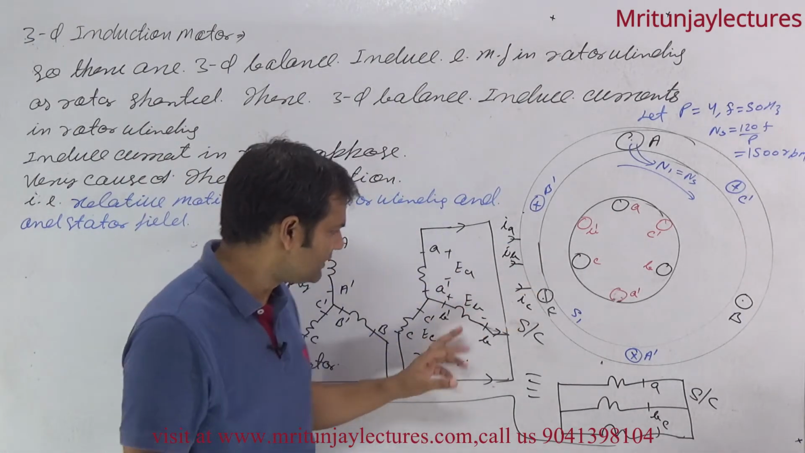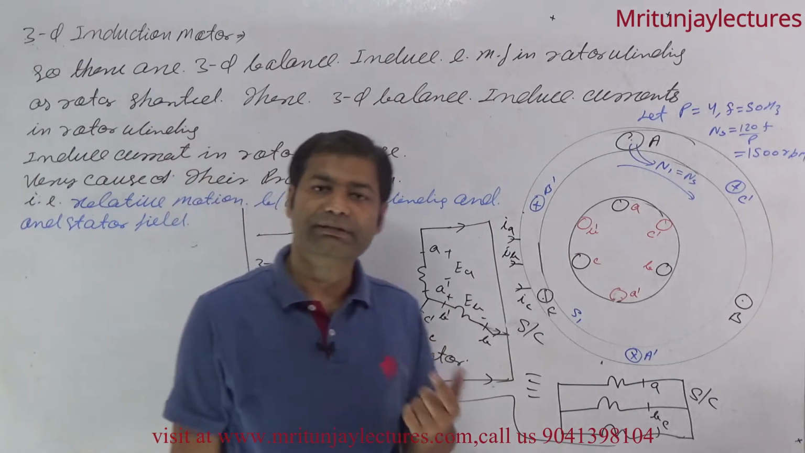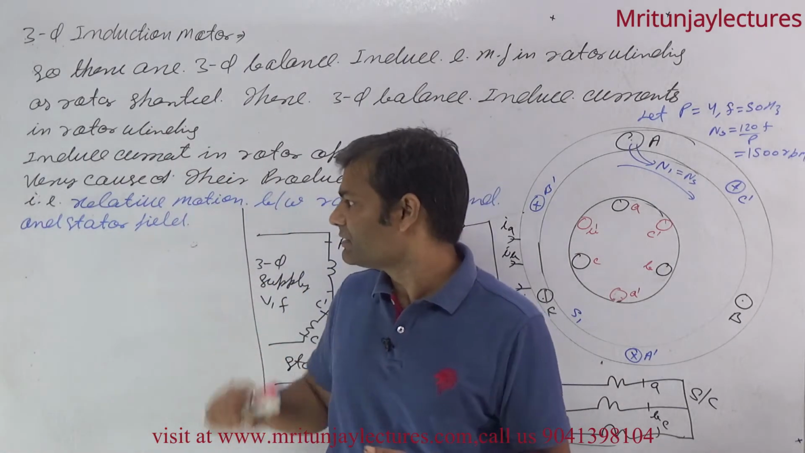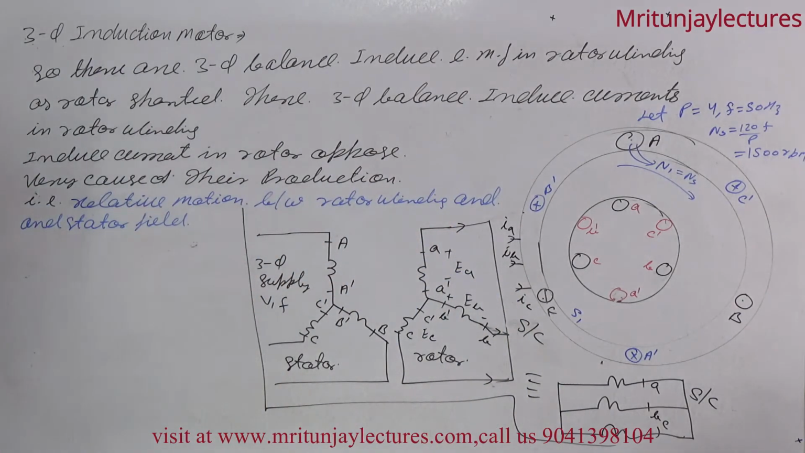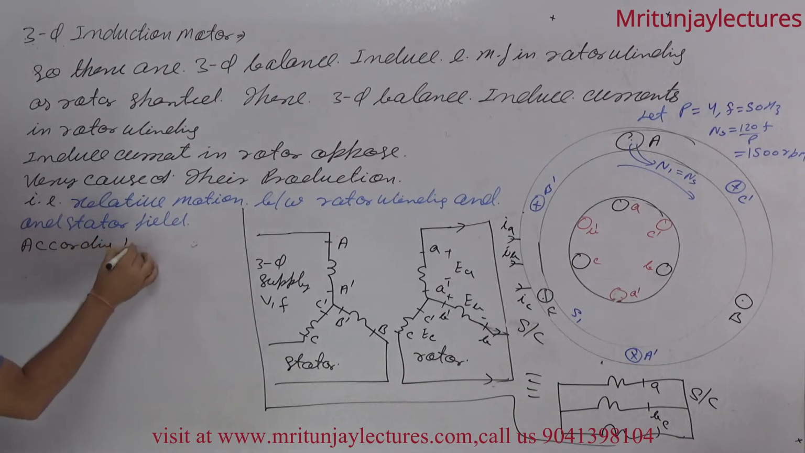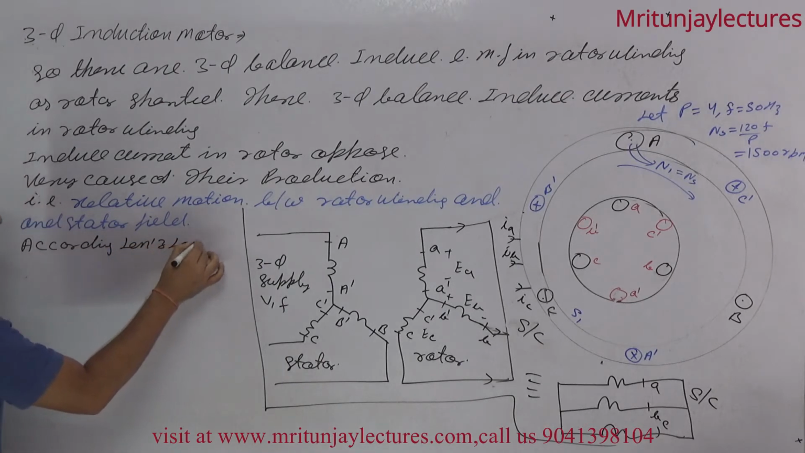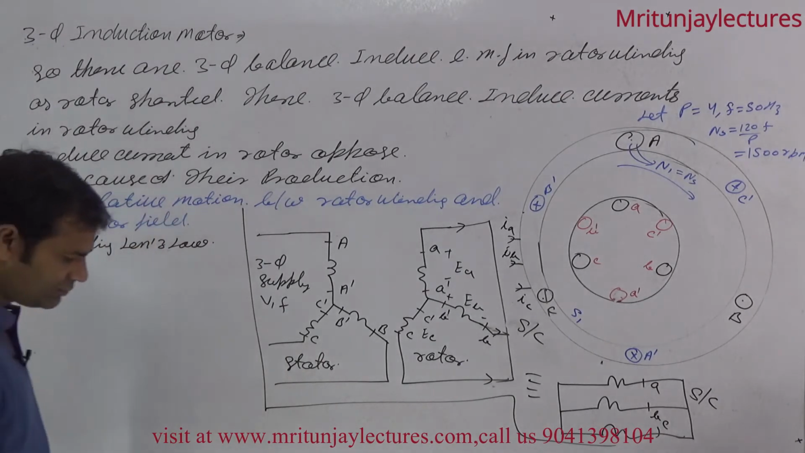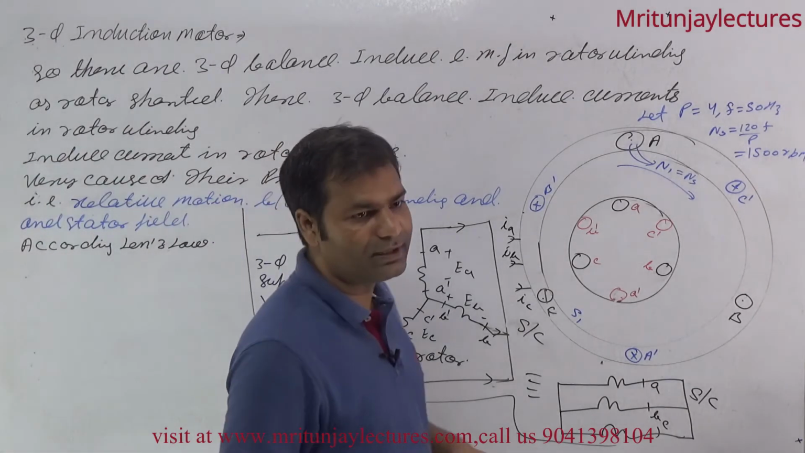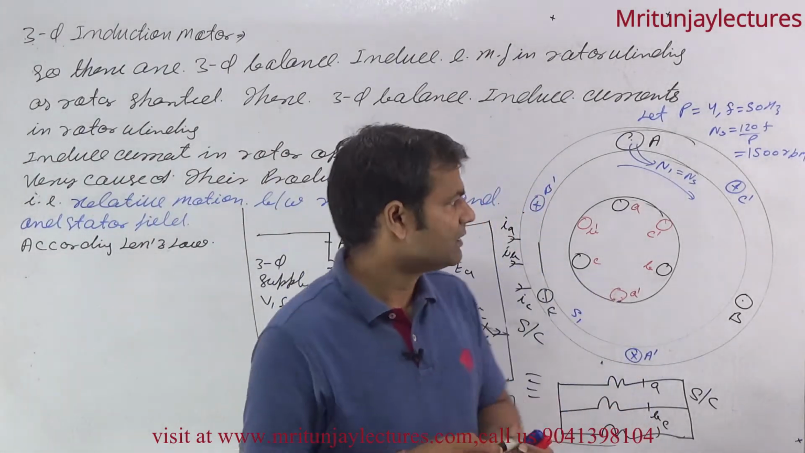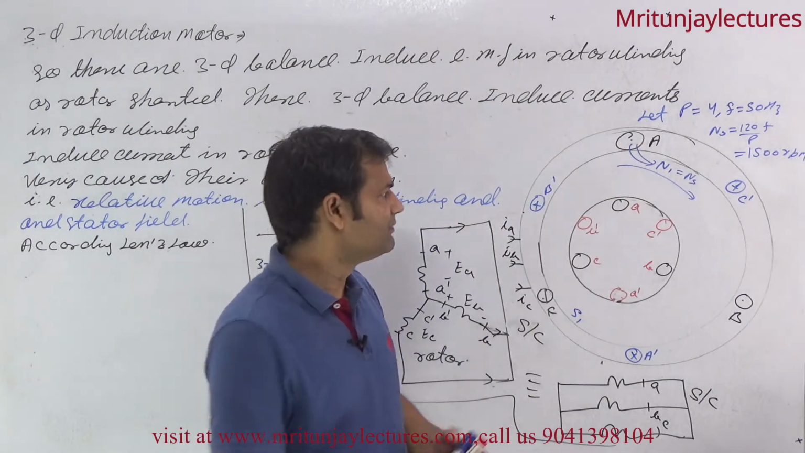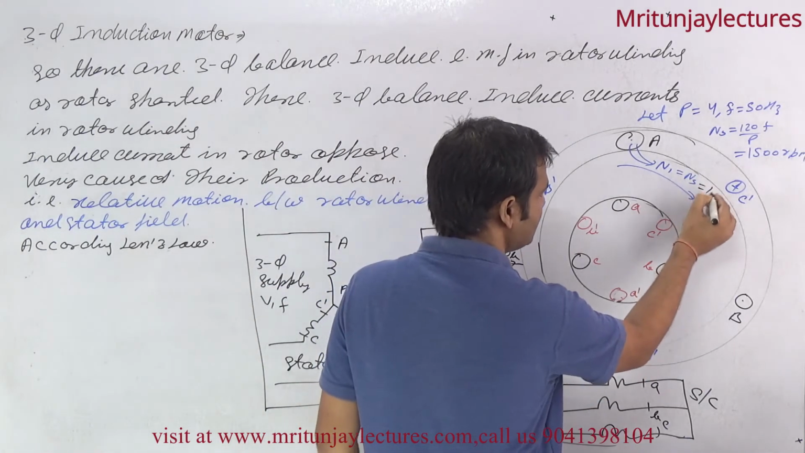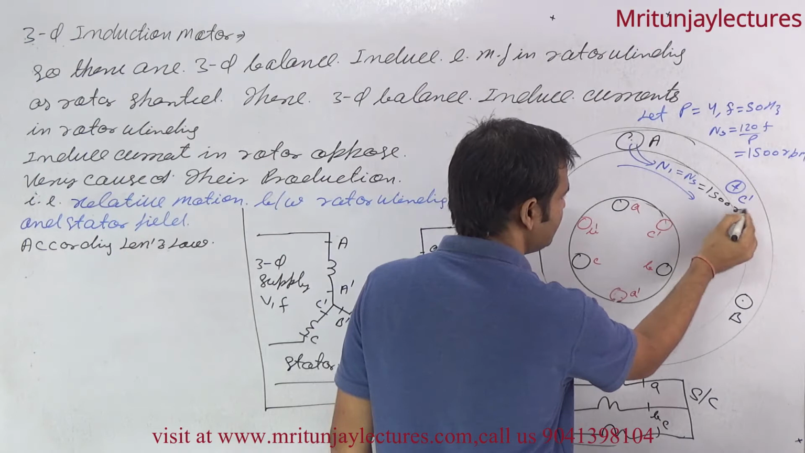Now after induced current is generated in the rotor winding, it opposes the relative motion according to Lenz law. So according to Lenz law, opposing the relative motion means this relative speed decreases from 1500 rpm. Clear?